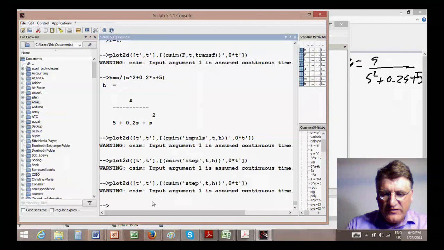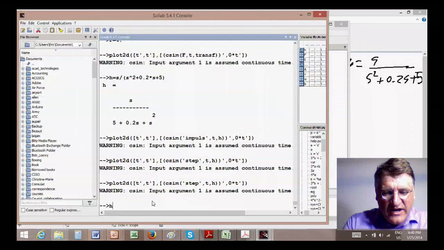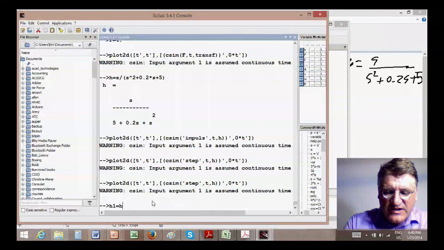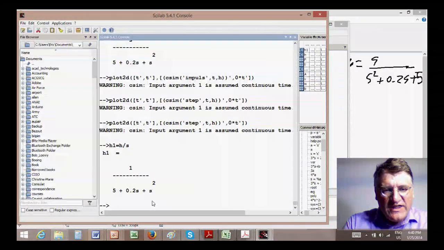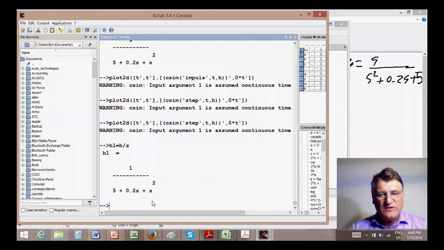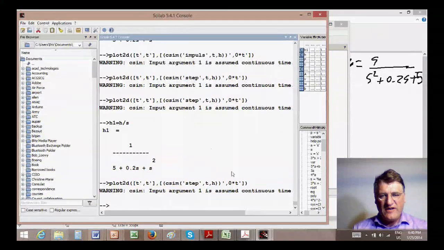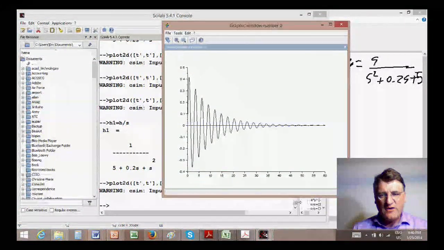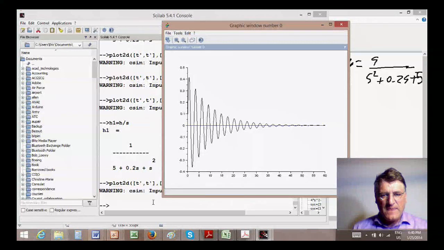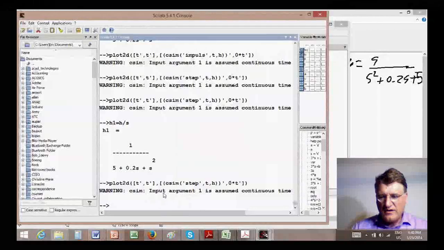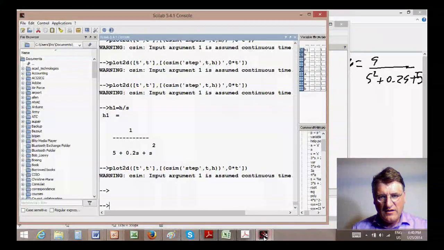However, what we could do is also write that H1 is equal to H divided by s. In which case, we get that H1 is 1 over this guy, and since we divided by s, what we took is the position instead of the speed of the system. And if we do the step of H1 instead of the step of H, what you're going to see is that the response is very different. It has not computed yet. I don't think it has, at least. Let's see.